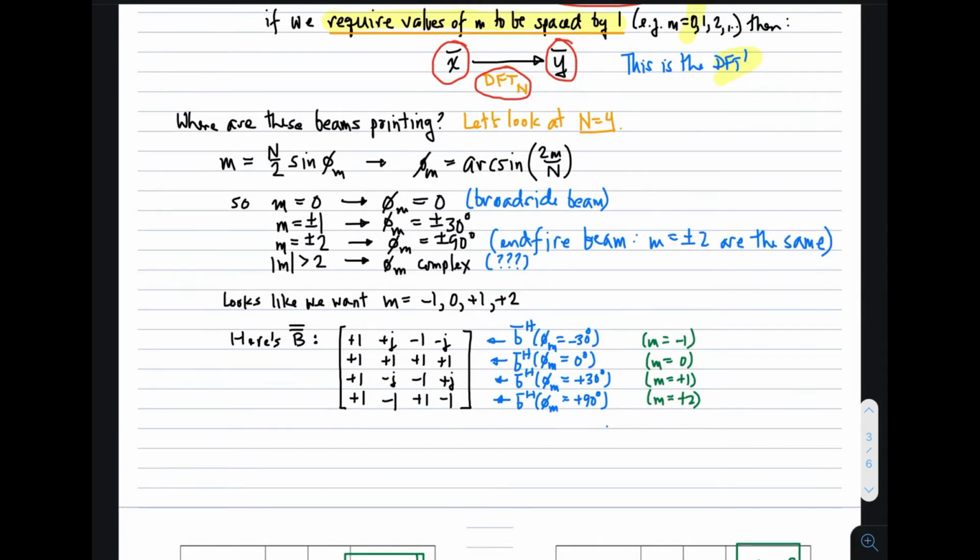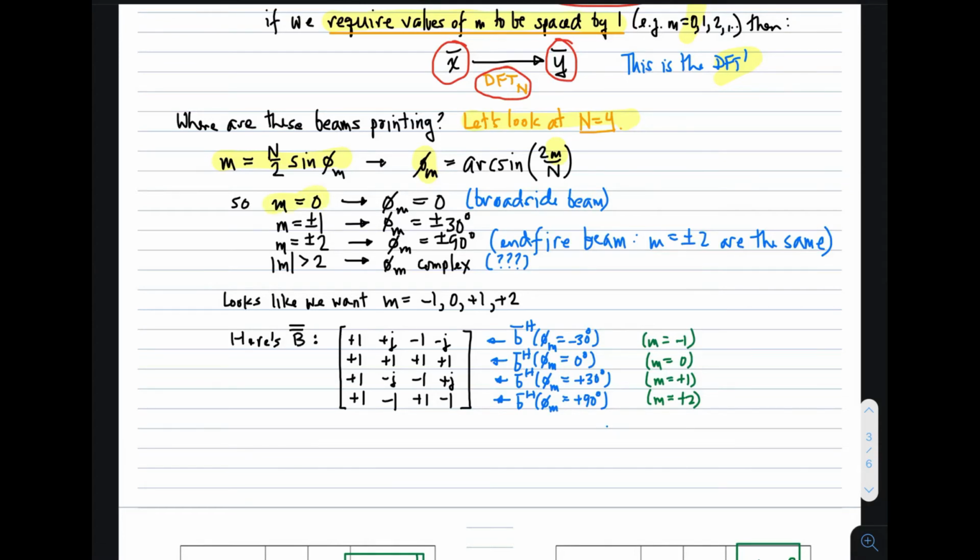First, let's ask where these beams are pointing. And to do this, we'll make N equals 4, just so we can see some simpler results. If we take the expression for m, which is N over 2 times sine phi sub m, then we see that phi sub m is related to m in the following way, as an arcsine function. So we can work out where the beams are pointing.